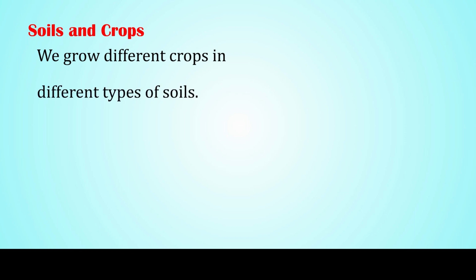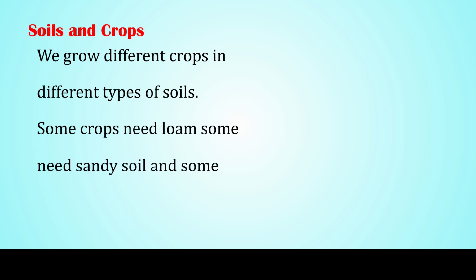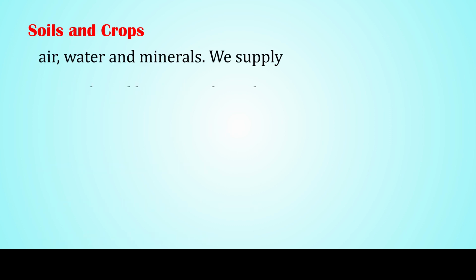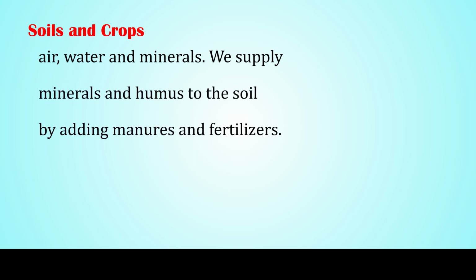Soils and crops. We grow different crops in different types of soils. Some crops need loam, some need sandy soil, and some need clay soil. To grow better crops, the soil should contain air, water, and minerals. We supply minerals and humus to the soil by adding manures and fertilizers.